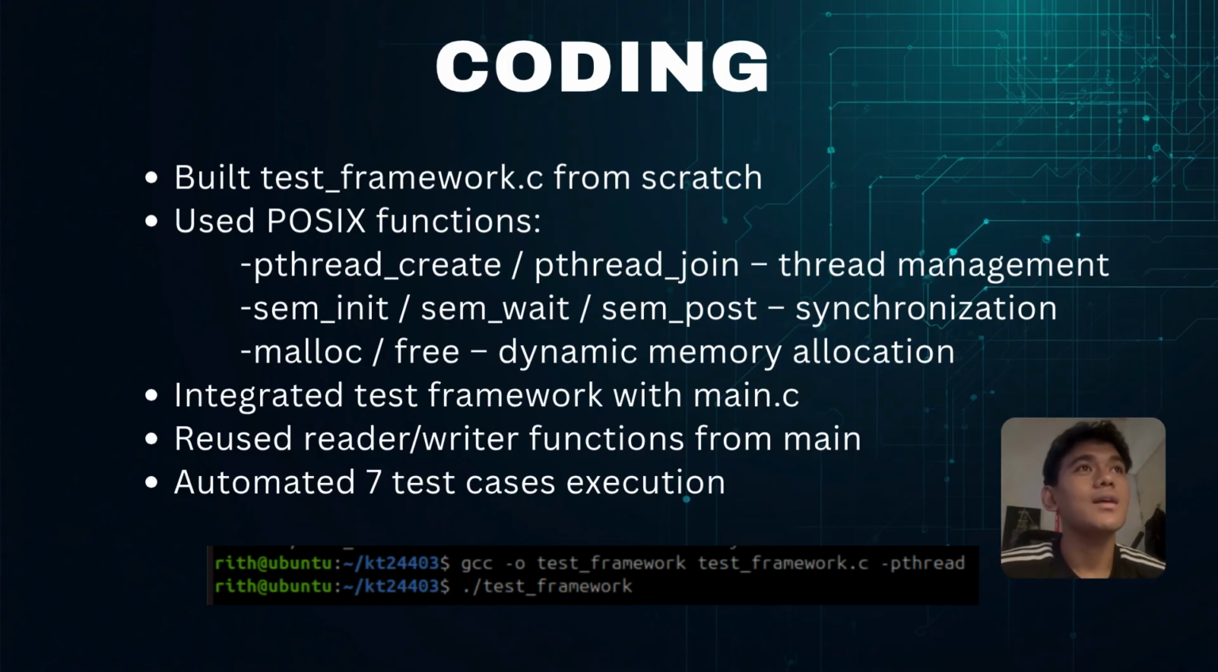On the coding side, I built test_framework.c from scratch using pthread_create and pthread_join, as you can see on the screen, for thread management, and sem_init, sem_wait, and sem_post for synchronization. I integrated it with main.c to use the reader and writer functions, and automated all the 7 test cases. In summary, all tests passed, the system works correctly under various conditions, no bugs were found, and the project is ready. That's all for me.